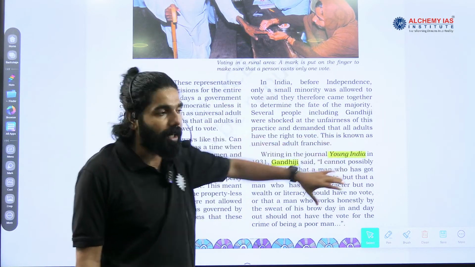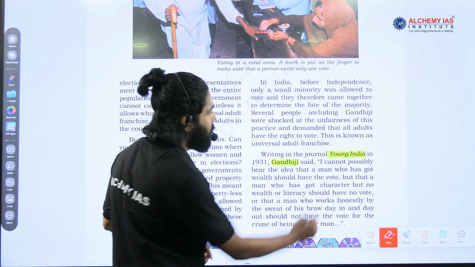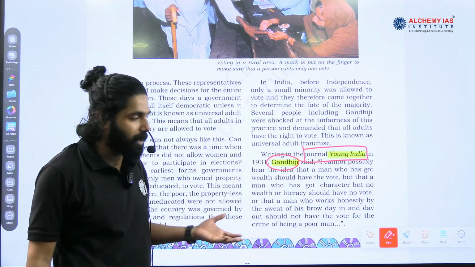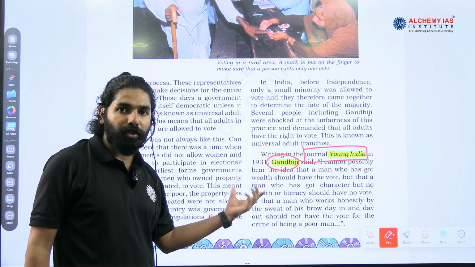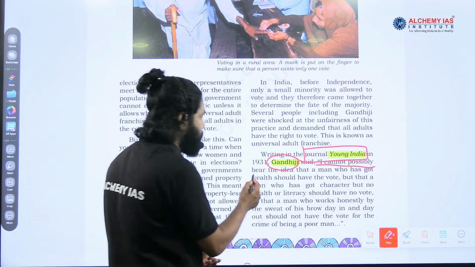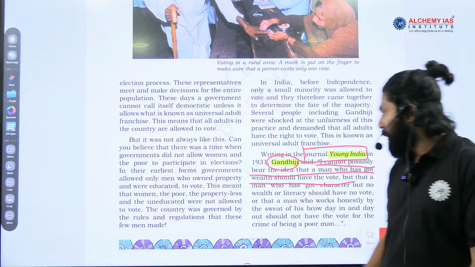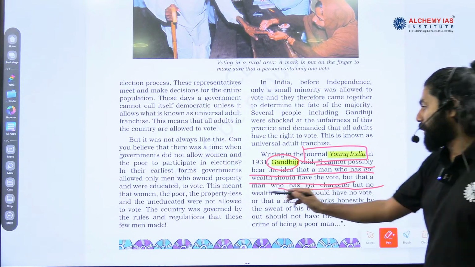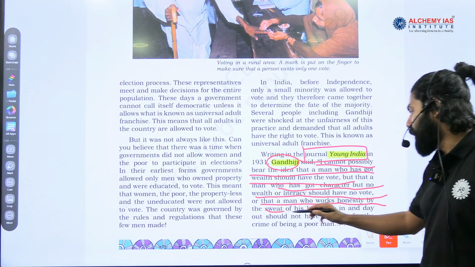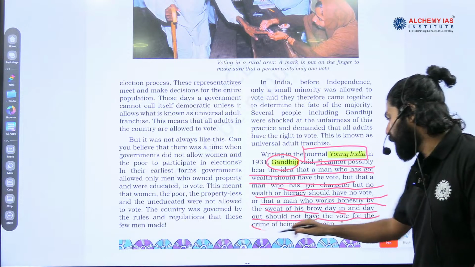This was mentioned even in Gandhi's journal, Young India. I will highlight it here. You can see it highlighted. In this journal in 1931, Gandhiji mentioned the issue of the right to vote not being given to women and the poor. He said: I cannot possibly bear the idea that men who have wealth should have the vote, but that a man who has character but no wealth and literacy should have no vote, or that a man who works honestly by the sweat of his brow day in and day out should not have the vote for the crime of being a poor man.